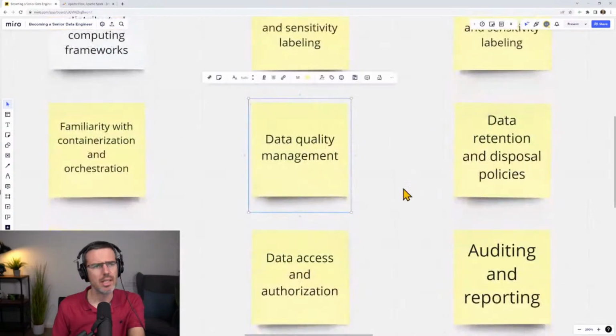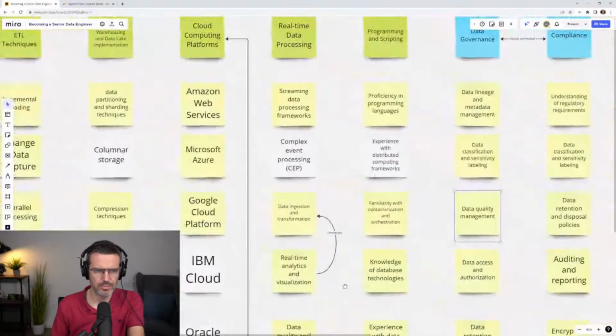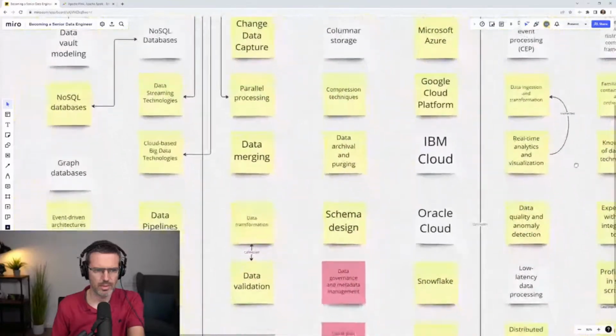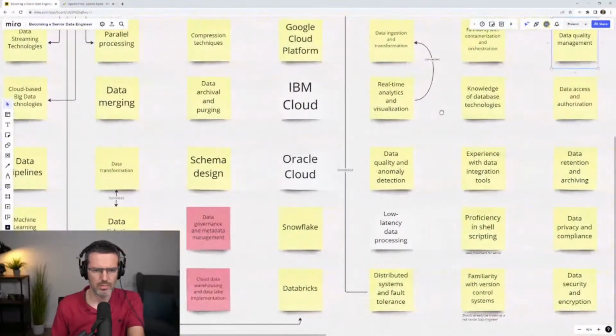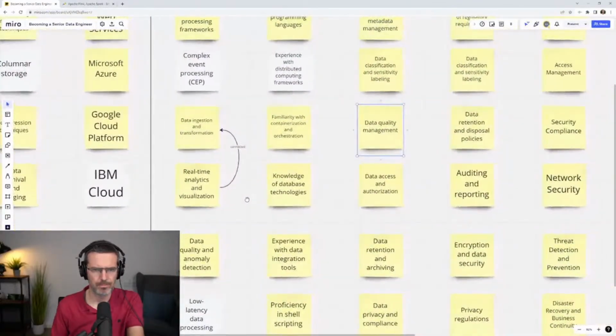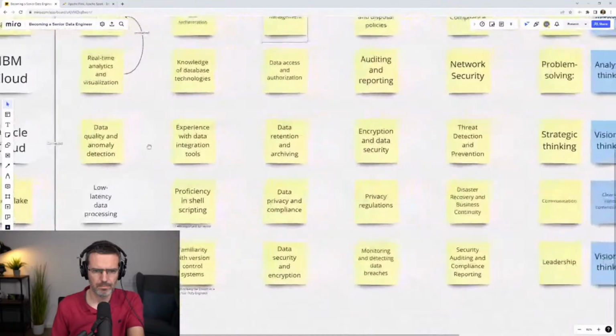Then we have data quality management. I think we already talked about data quality. Senior engineers should have experience designing and implementing data quality management to ensure data is accurate, consistent, and reliable. Yep. But data quality, weren't we talking about this before here? Change data, modeling. I'm just looking through this.